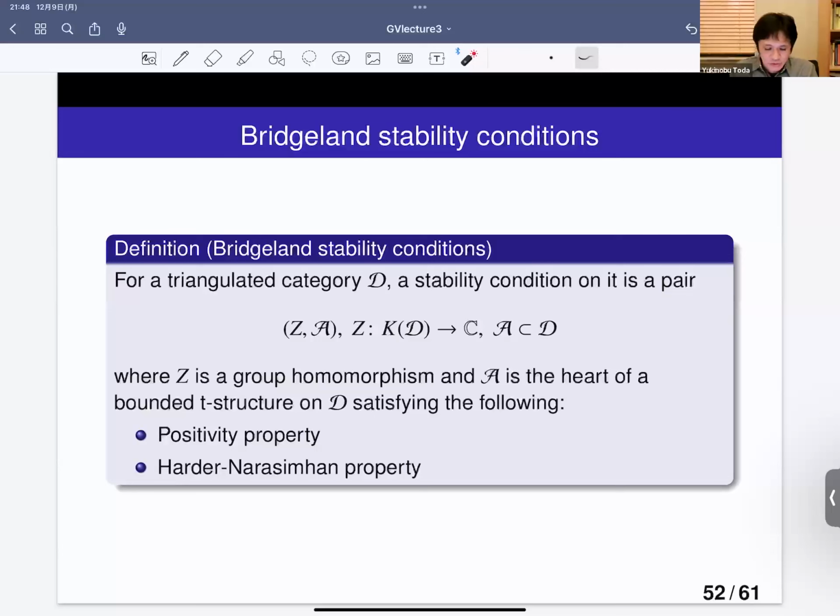So for a triangulated category, a stability condition is a pair (Z, A). Z is a group homomorphism from the K group of D to the complex numbers, and A is some heart of a t-structure satisfying some conditions, called the positivity property and also having a natural property. So roughly speaking, this Z corresponds to a choice of slope function. And A is some choice of something like coherent sheaves, or similar to that.